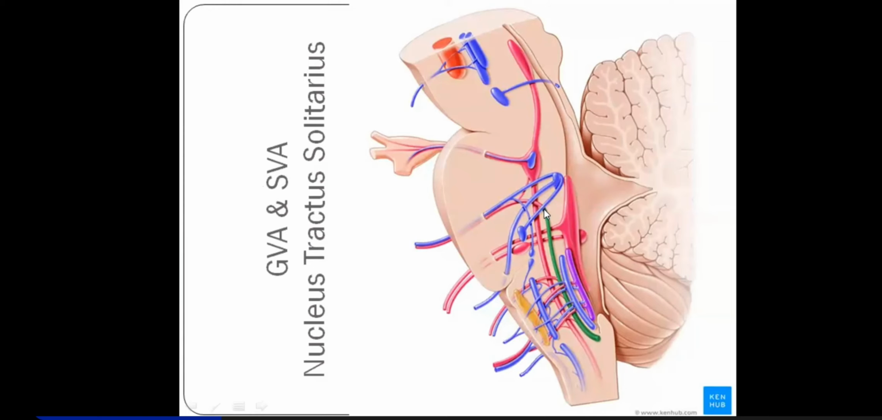You can see that it is continuing down here with the nucleus tractus solitarius. So both these functional components have their nucleus embedded in this nucleus tractus solitarius. In the lower portion is the general visceral afferent, in the upper portion it is special visceral afferent. Okay.